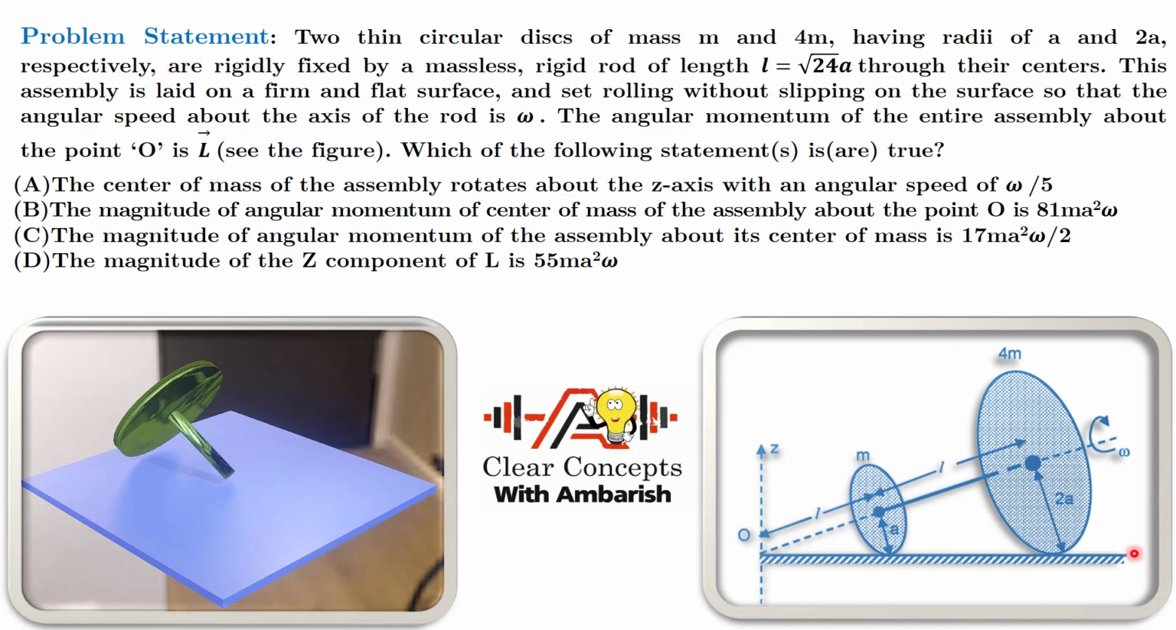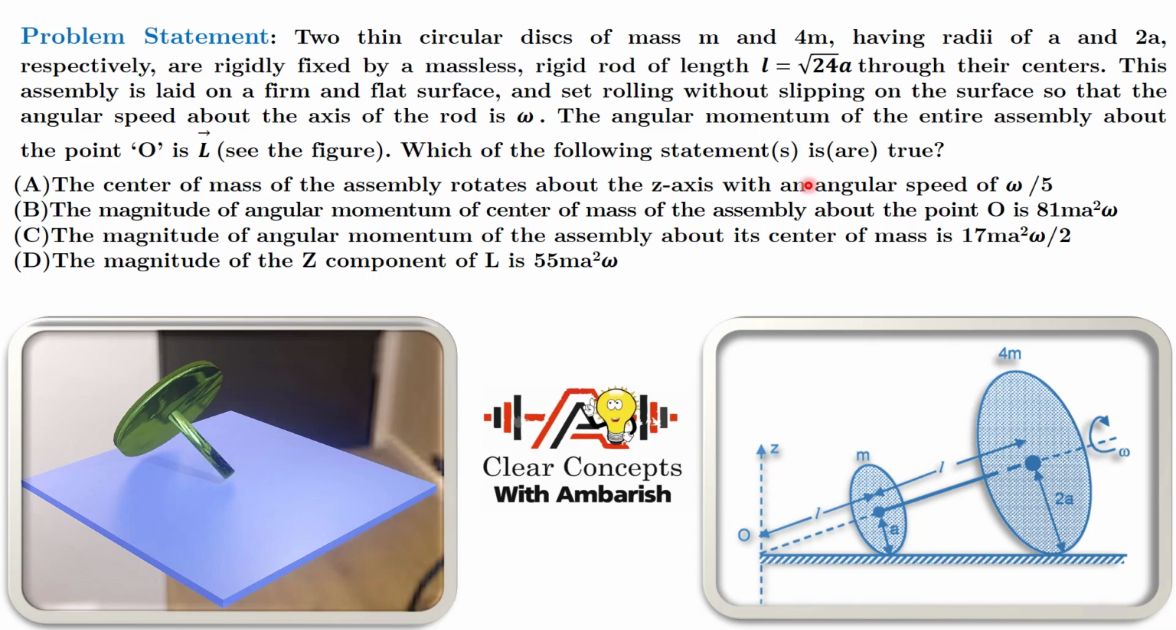Okay, and also there will be some omega about the instantaneous axis, because this point is at rest and this point is at rest. So the horizontal axis is the instantaneous axis. I derived this result in one of the previous videos. You can see the relation between spinning omega, revolution omega, and the omega about the instantaneous axis for this. So this assembly is laid on the firm and flat surface and set rolling without slipping on the surface, so that the angular speed about the axis of the rod is omega. The angular momentum of the entire assembly about point O is L. So about this point we are calling the angular momentum as L in this figure.